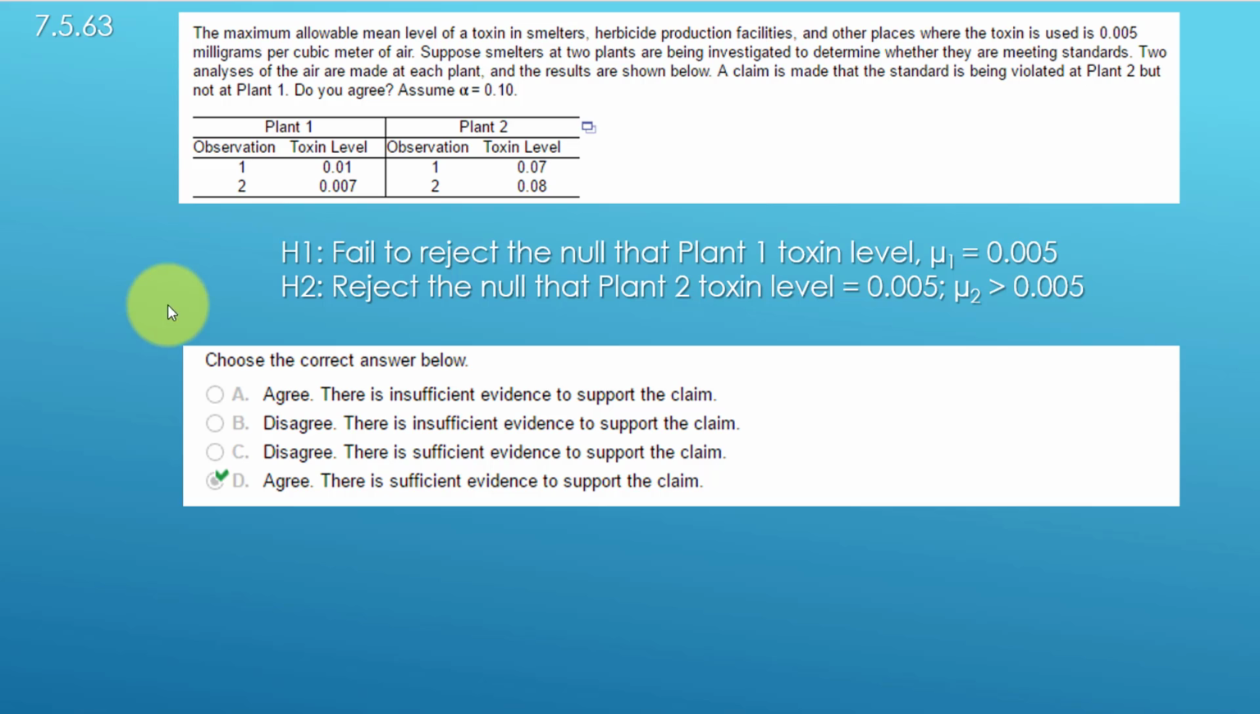To wrap this problem up, for plant 1, we failed to reject the null that the plant 1 toxin level was equal to 0.005 because its p-value was greater than 0.1 for alpha, and we did reject for plant 2 that the toxin level was equal to 0.005. We're saying that the toxin level, the mean for plant 2, was greater than 0.005. Therefore, our conclusion is we agree there is sufficient evidence to support the claim that plant 2 is in violation, but plant 1 is not in violation.